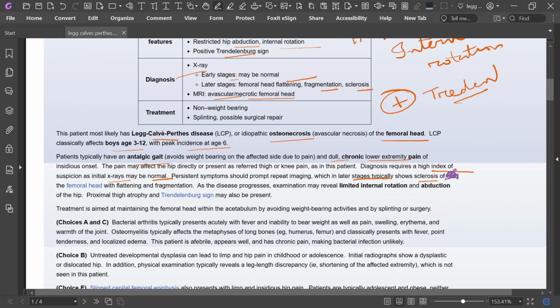In the later stage, there is sclerosis of the femoral head with flattening and fragmentation. Examination reveals limited internal rotation and abduction of the hip. Proximal thigh atrophy and Trendelenburg sign may be present. Treatment is aimed at maintaining the femoral head within the acetabulum by avoiding weight-bearing activity and splinting.